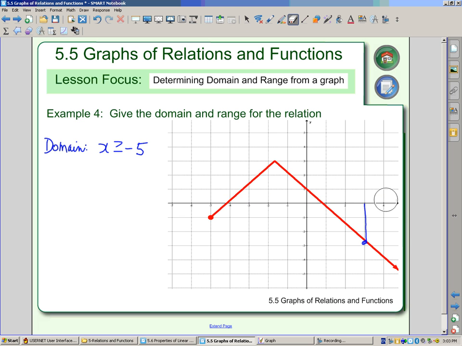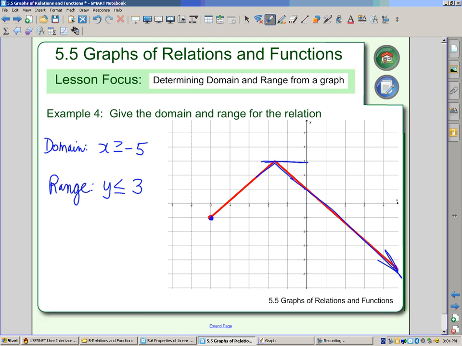Now I'm looking at range. Notice that it's going down forever, right? Here's the maximum that we have. They're going down from here. And although this one is stopping at this point, this one goes down forever. So we say that y has to be less than or equal to 3.